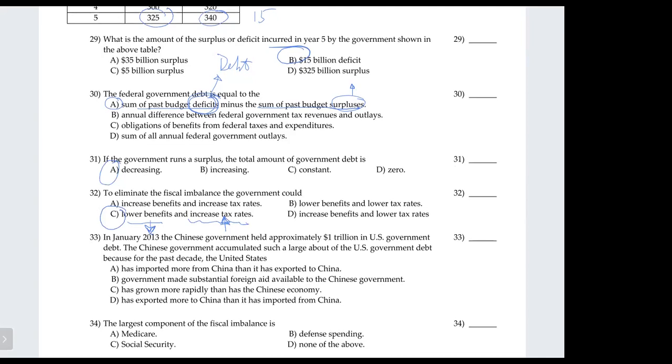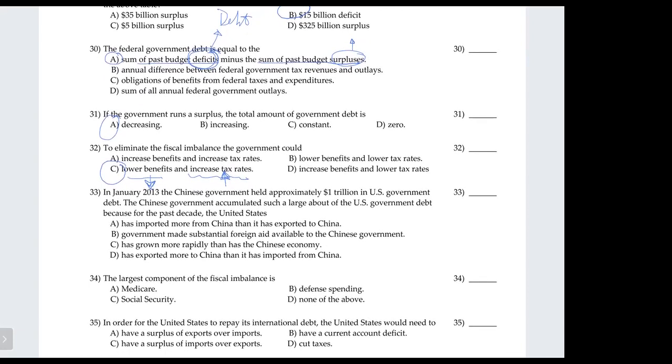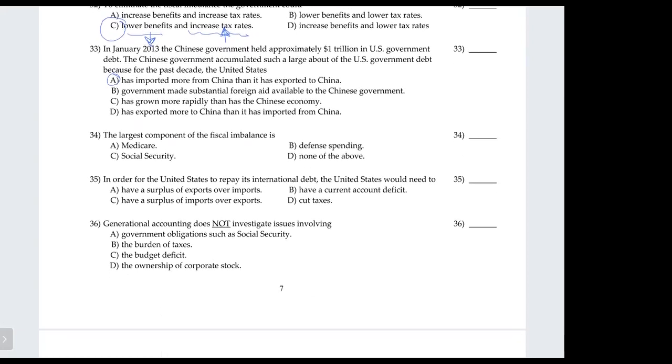Okay. So 33 is the same as before. So the answer is A. So let's skip that. 34.